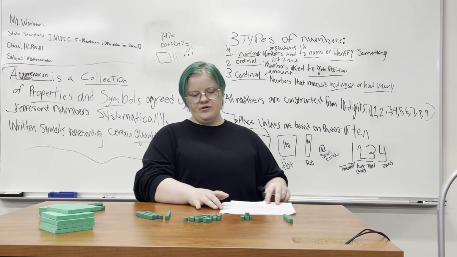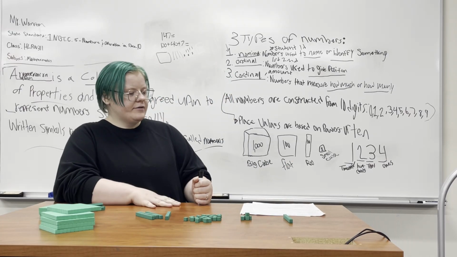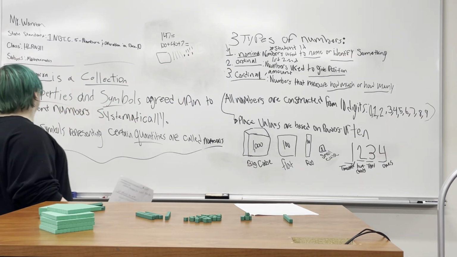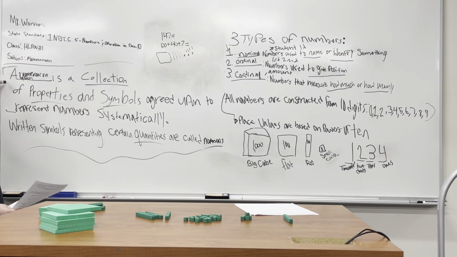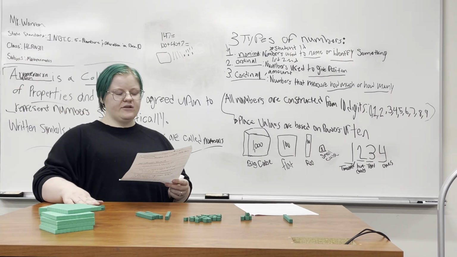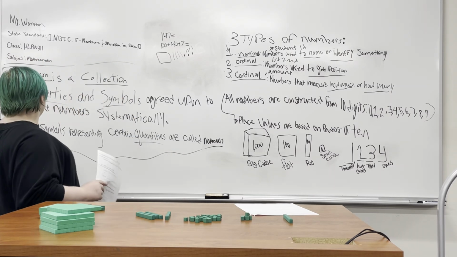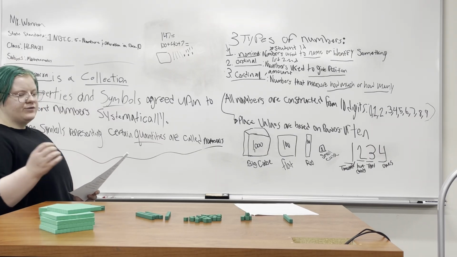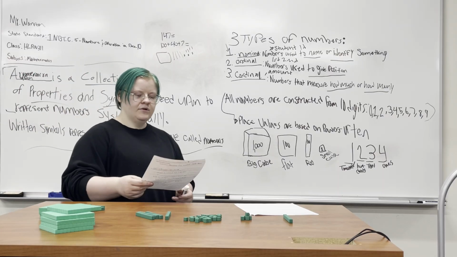I'm going to teach you a little about our place values, our numeration systems, and our base 10 blocks, and how we can use those to solve a couple of math problems. First, we're going to start out with some definitions. Our first definition is that of a numeration system. A numeration system is a collection of properties and symbols agreed upon to represent numbers systematically. These written symbols are representing certain quantities. They are called numerals, or just our numbers.